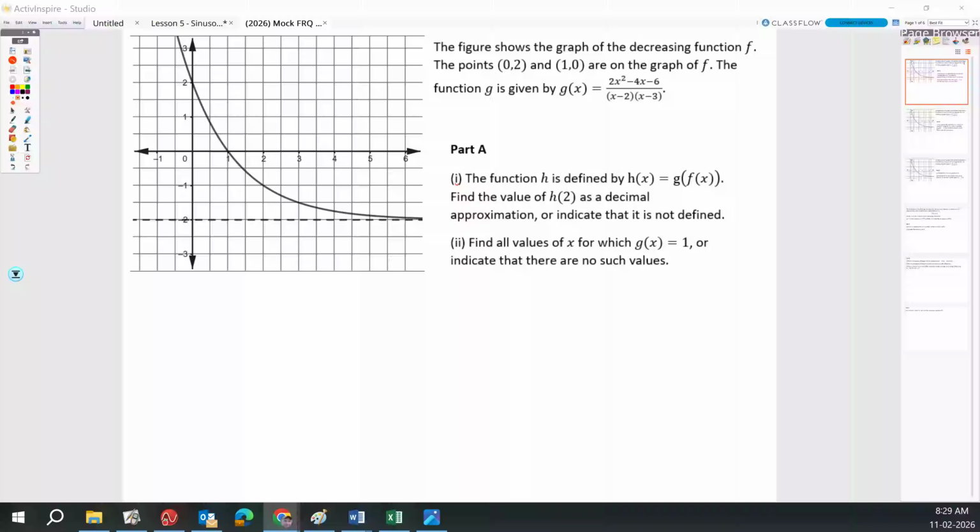Okay, so here's our FRQs that we had on the mock. Part C, 2 questions. This is question 1. This is function concepts. The figure shows the graph of a decreasing function f. The points (0, 2) and (1, 0) are on the graph of f. The function g is given by g of x is equal to 2x squared minus 4x, and so on. First off, the function h is defined as g of f of x. Find the value of h of 2 as a decimal approximation.